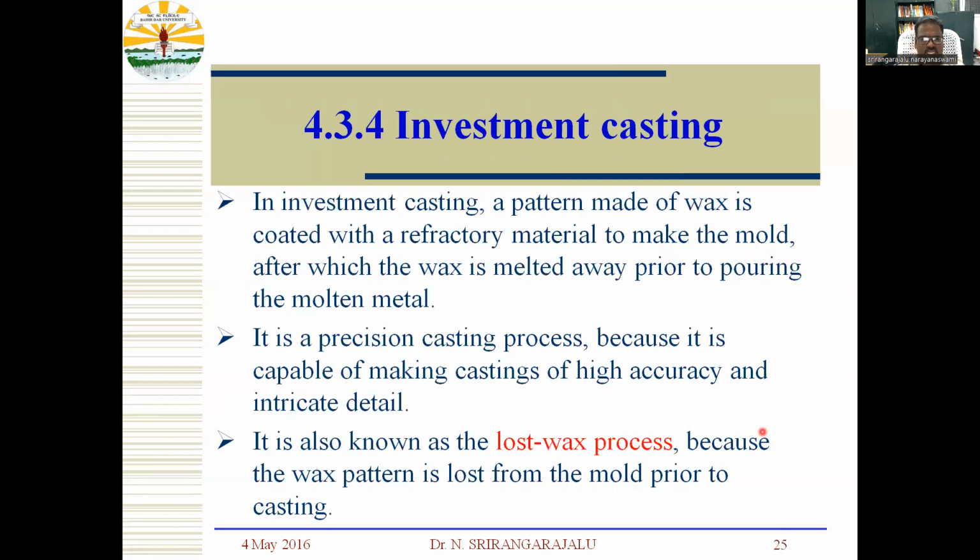So, investment casting. In investment casting, a part made up of wax is coated with refractory material to make the mold, after which the wax is melted away prior to the pouring of the molten metal. It is a precision casting process because it is capable of making castings of high accuracy and intricate detail. It is also known as the lost wax process because the wax pattern is lost from the mold prior to casting.